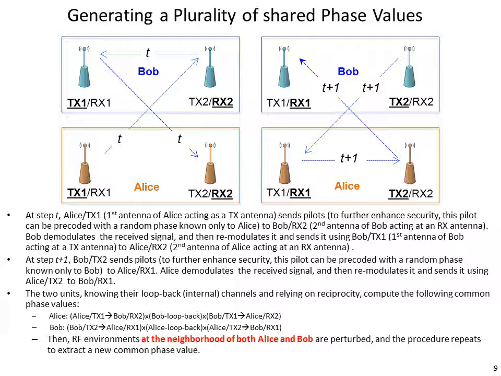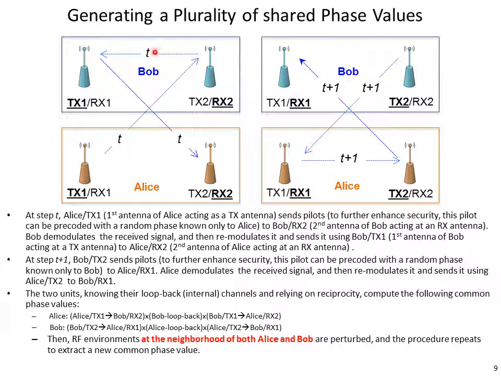Alice and Bob. To do this, at time t, Alice sends a signal, a preamble, a training sequence to Bob. It uses its first antenna. Alice uses her first antenna acting as transmit antenna to send the signal to Bob, and Bob will receive it with its second antenna acting as a receive antenna.